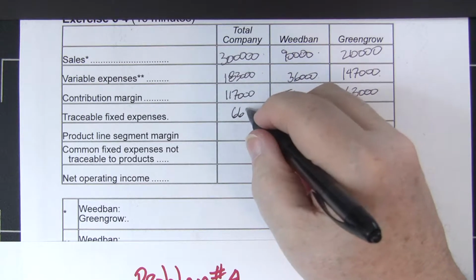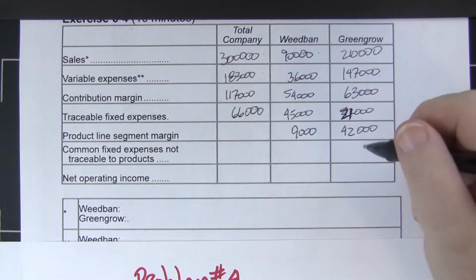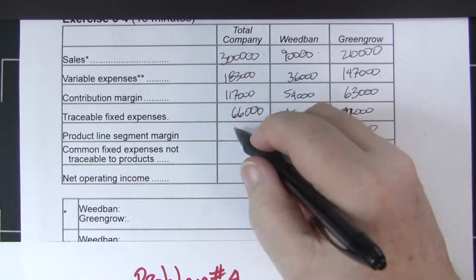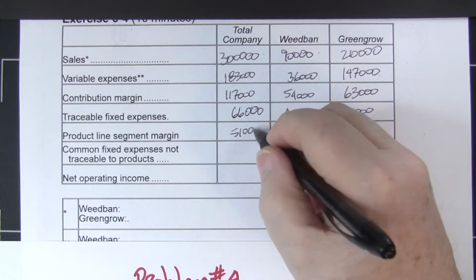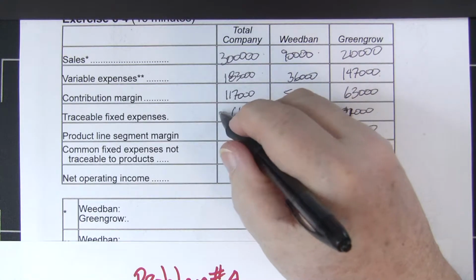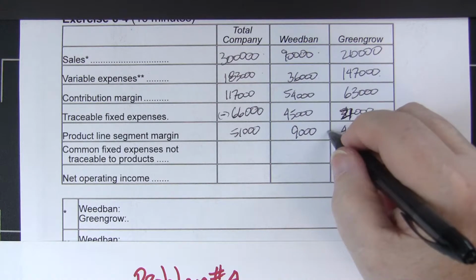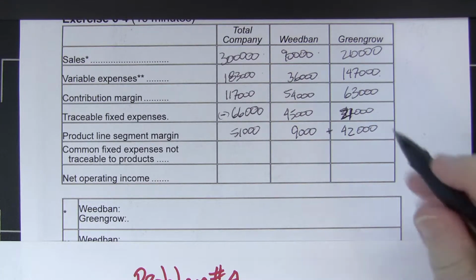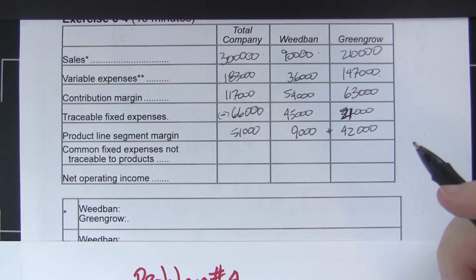And it's always good to do it this way because you're sort of checking yourself. We know that this has to be 51,000. So whether you subtract this or add these, it's got to come up to 51,000. And that's the same right down the line. And it's just a good way to double check.